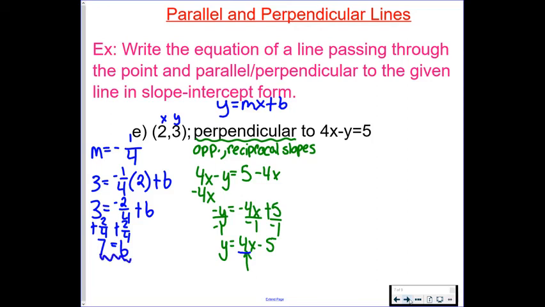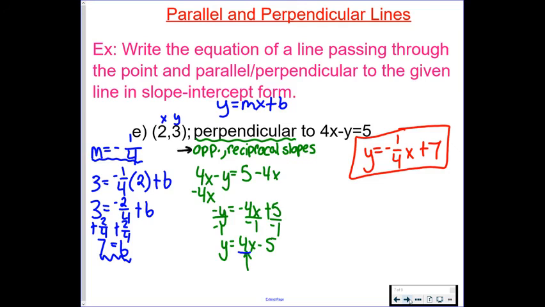So using my y-intercept that I found and my slope that I found above, we can put them together to get our slope-intercept equation. Y equals, my slope I said was negative 1/4, x, plus the y-intercept, 7. And that is written in slope-intercept form. How do we know those lines are perpendicular? Right, because their slopes were opposite and they are reciprocals of each other, just like that note said.